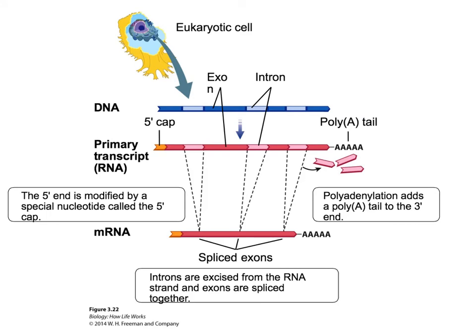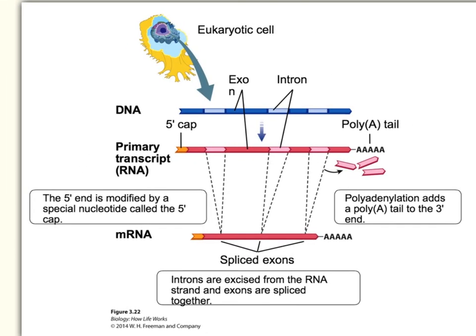All right, so this slide is showing us editing. So what we've got is our DNA here, okay? And there are coding and intervening strands here. The coding strands are called exons, and the intervening, non-coding strands are called introns. So we've got DNA here. It's transcribed into what is called the primary transcript.